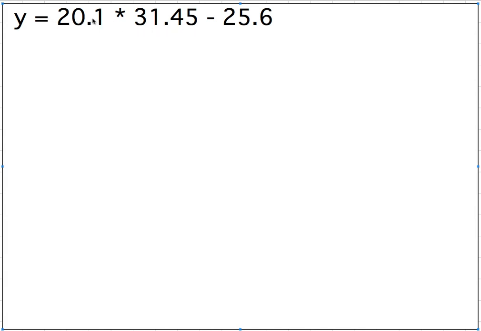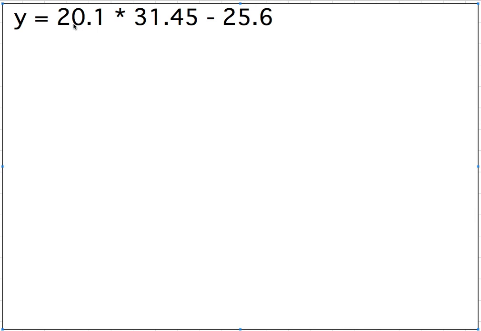So this first one, 20.1, has 3 significant figures and 1 decimal place. The 31.45 has 4 significant figures and 2 decimal places, and this one has 3 significant figures and 1 decimal place. So the answer that we give has to reflect what we have here. And there are different rules.